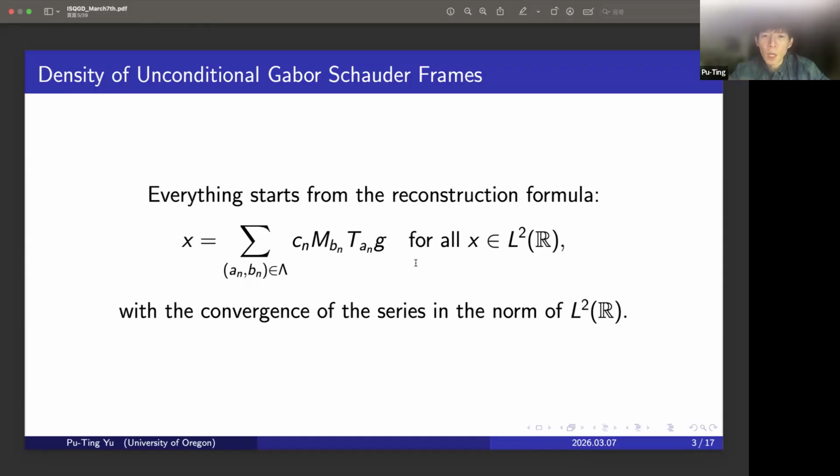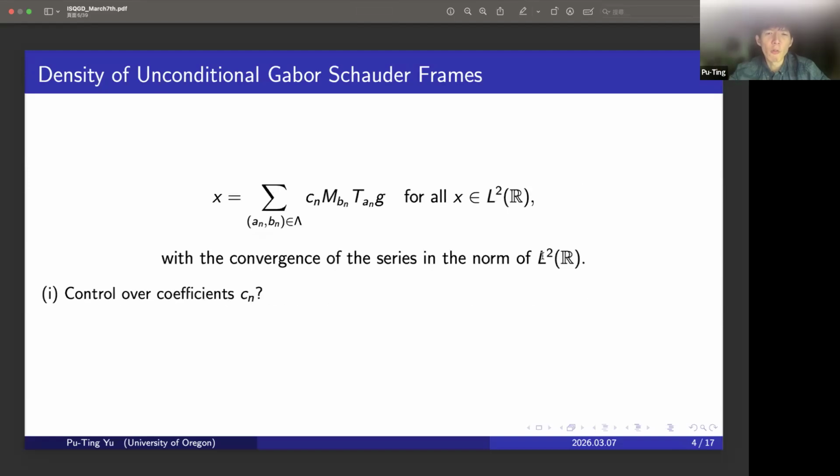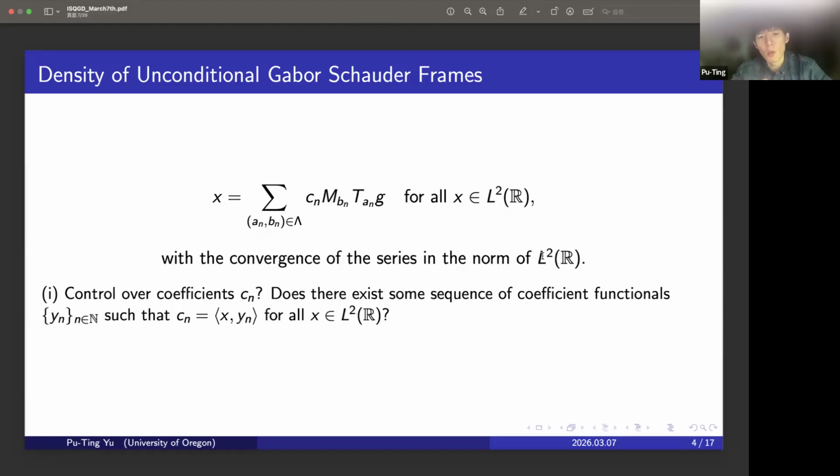But this property is far from being a nice approximation property, because first we don't have any control over the coefficients c_n. So we might want some control over the coefficients, in the sense that it is possible to find some sequence y_n in L2(R) such that every coefficient c_n in this equality can be realized as the inner product of x itself and y_n. In this case, we say we have some control over the coefficients.